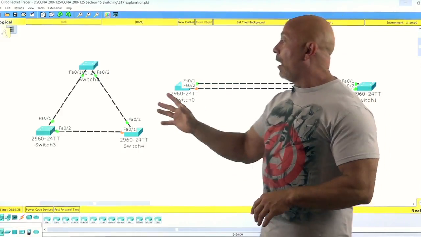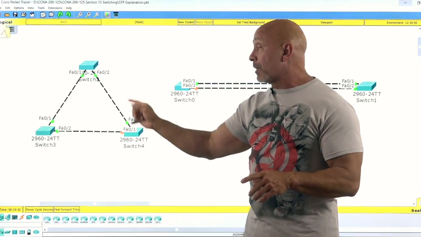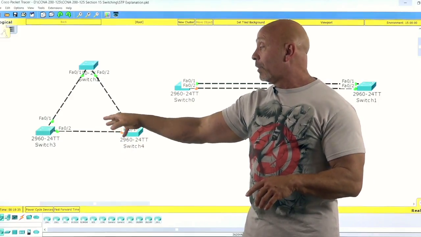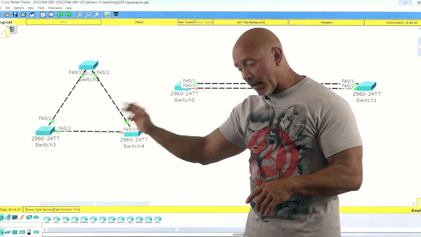But anyway, that's one thing you need to know. Spanning tree only comes alive when it sees that there's an actual redundancy. Okay, redundancy. Anyway, now you know the secret.